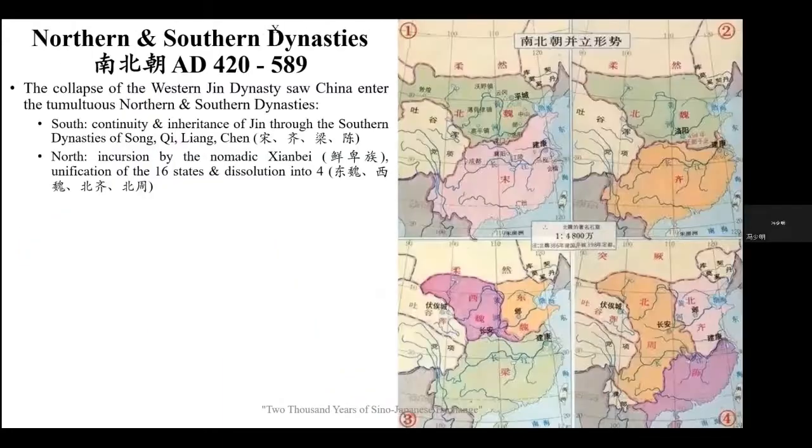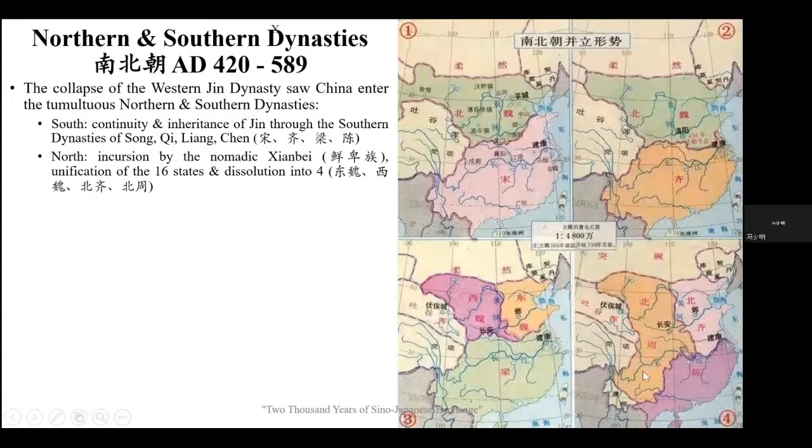interest in Korea. When we look at Chinese history now, during the Northern and Southern dynasties, between about 420 to 589, in Chinese what we call the Nanbei Chao, the collapse of the Western Jin dynasty saw China enter into a very complex and tumultuous period. China was now divided into many smaller dynasties. In the south, you can see on the right here the Song, the Qi colored in orange, and then the Liang in green, and finally the Chen in purple.